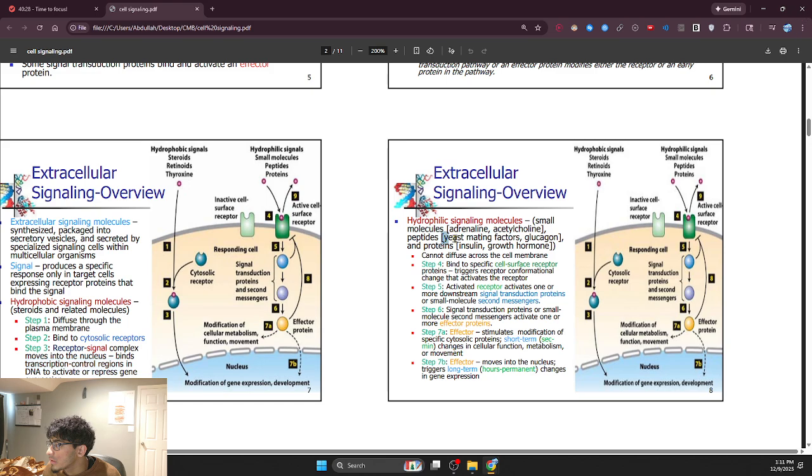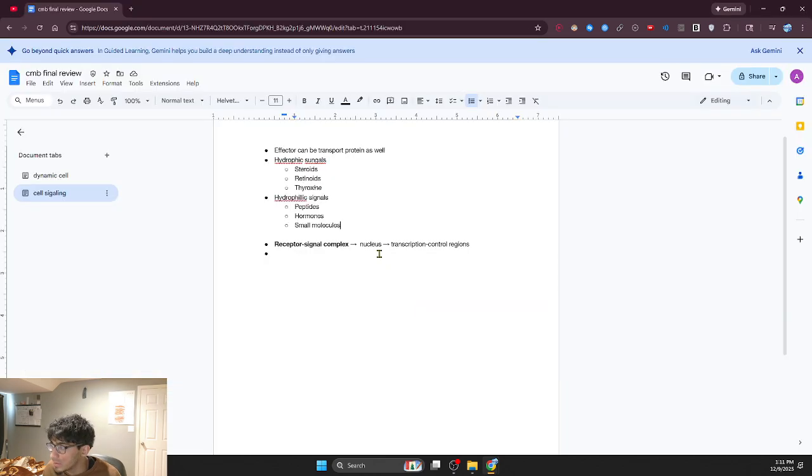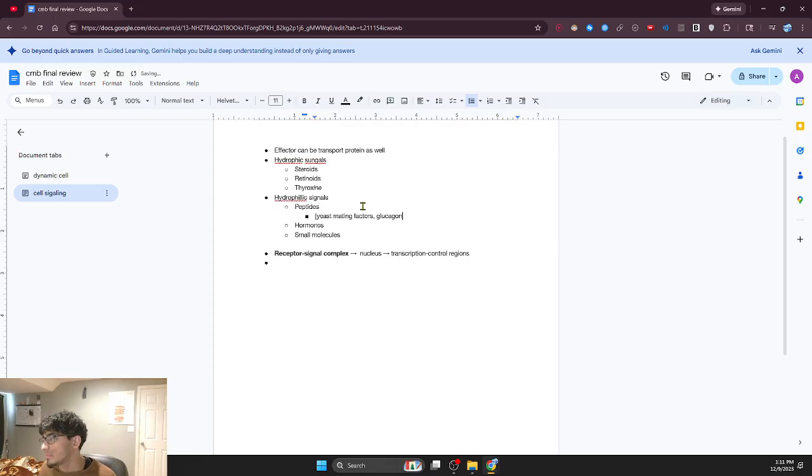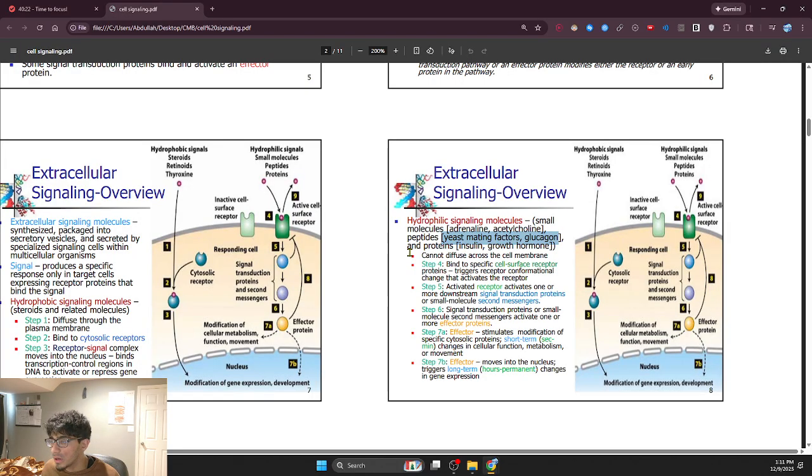I think it's right here. I'm not gonna remember that on the exam unless I write it down here. What's that? Hormones, glucagon, epinephrine. Nope, it's not even right.